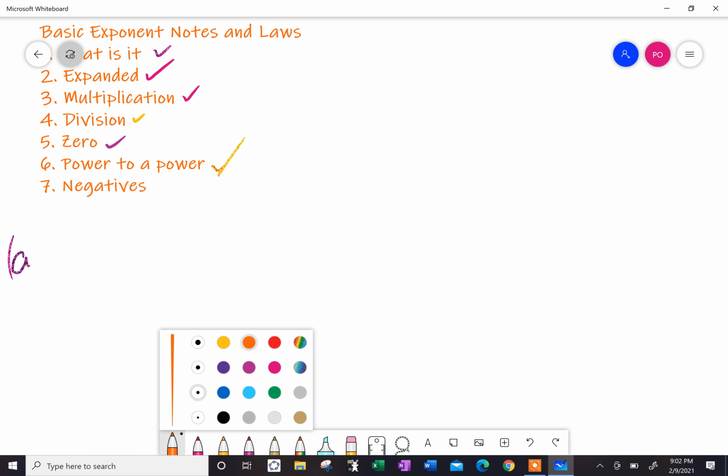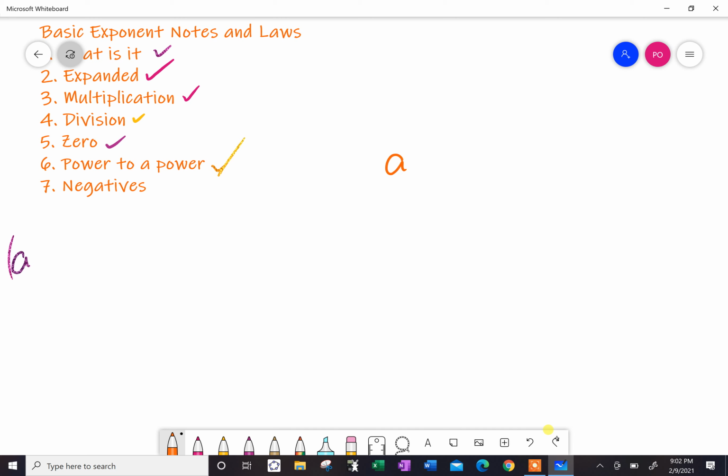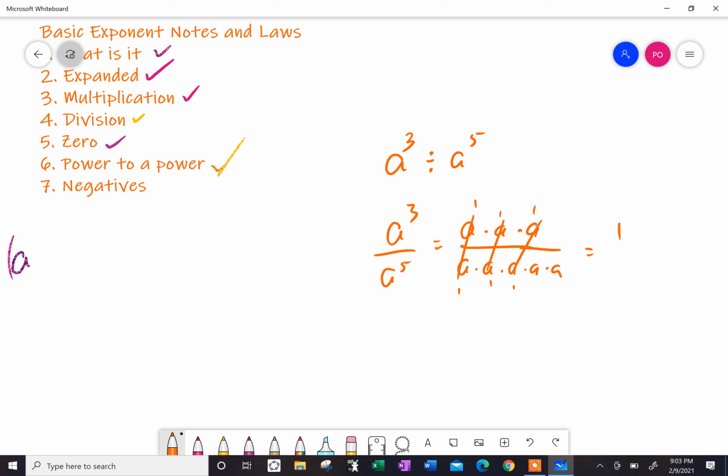All right, so what if I had a to the 3rd divided by a to the 5th? Well, once again, if I put it like this, I get a times a times a over a times a times a times a times a, right? A cubed, a to the 5th. And then once again, these start dividing to 1, and I'm left with 1 over a squared.